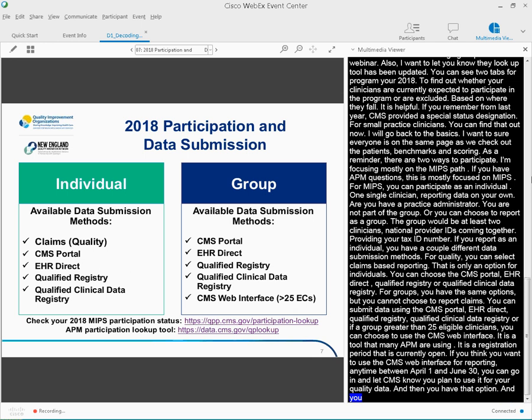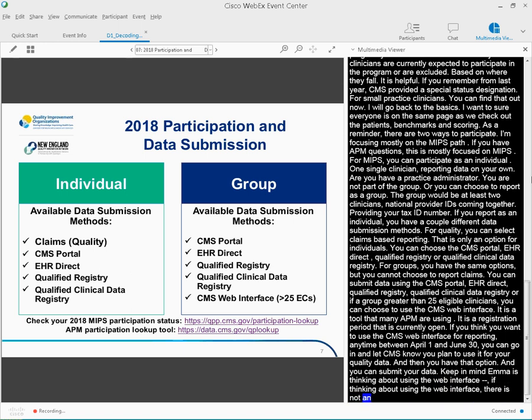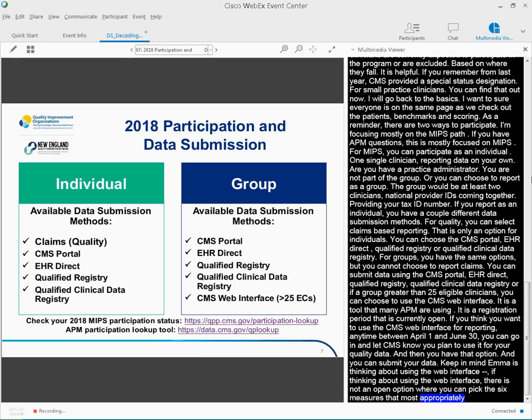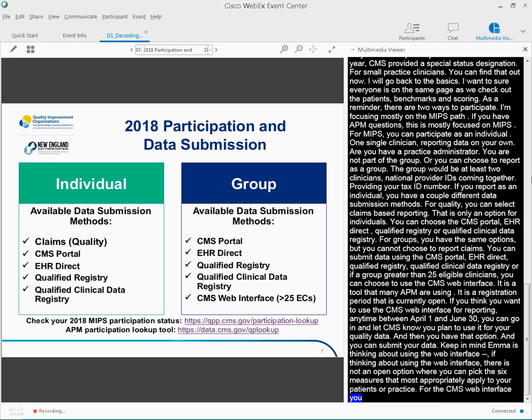Keep in mind, if you're thinking about the web interface, this is a set of 15 clinical quality measures. There isn't an open option like the other choices where you can pick those 6 measures that most appropriately apply to your patients or your practice or whatever your workflow is. For the CMS web interface, you have to report on that designated set of 15 measures, and they're very primary care focused.